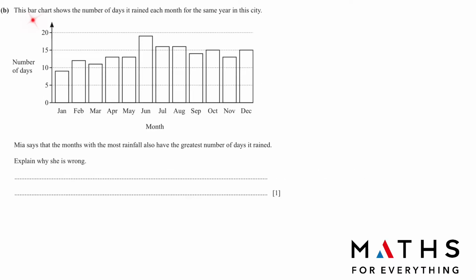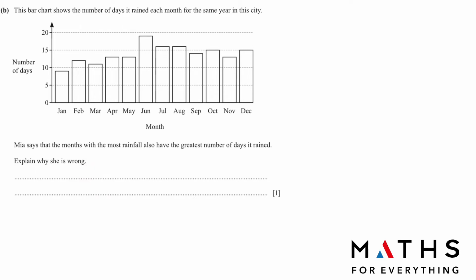In part B, the bar chart shows the number of days it rained each month for the same year in this city. So these are the number of days and these are the months. Mia says that the months with the most rainfall also have the greatest number of days it rained. Explain why she is wrong.